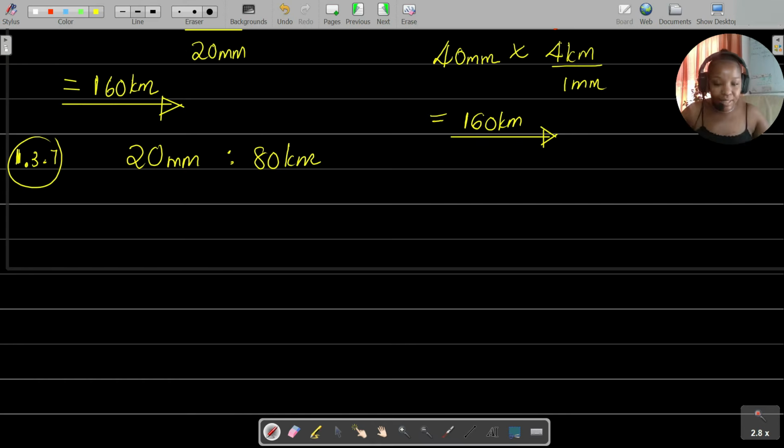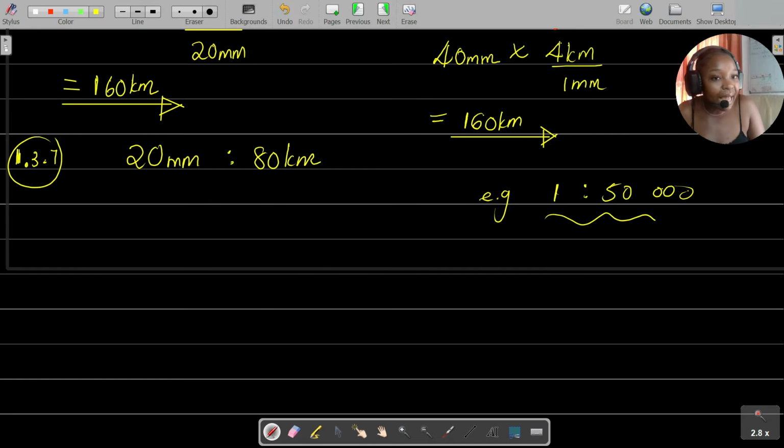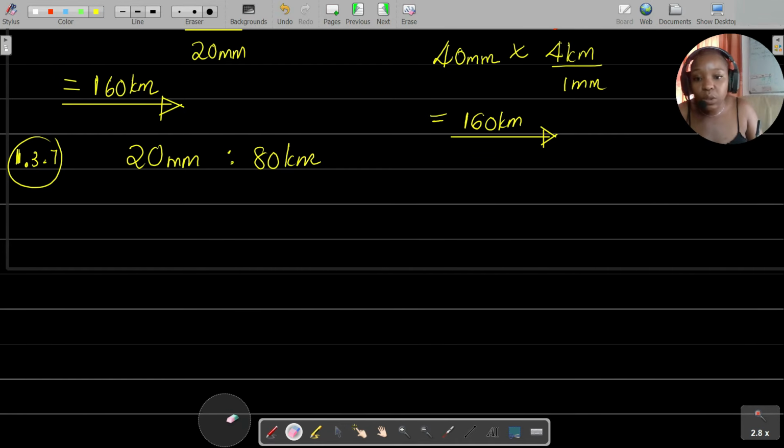There are no units there. So we want to get to that point. That is what we want to get to: 1 is to something, for example, something like that. There are no units, there's a 1 on the left hand side and a number on the right hand side, right? And there are no millimeters, no kilometers indicated there on our scale. So how can we get to this point?